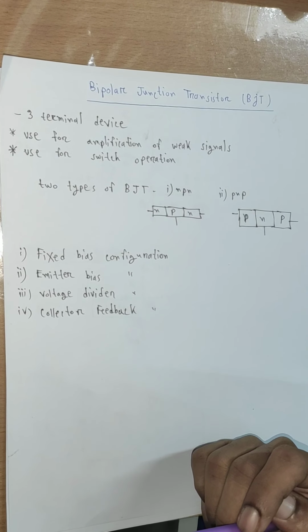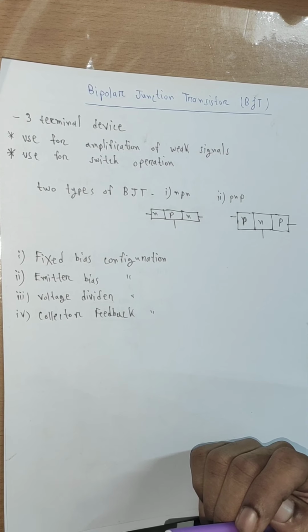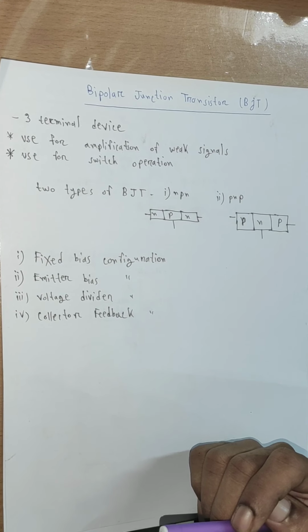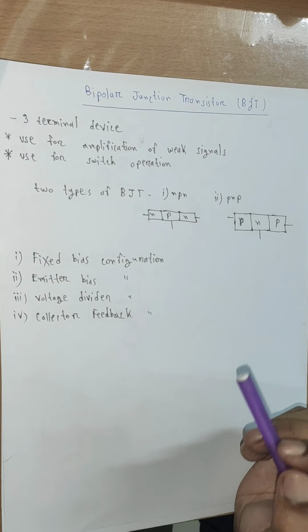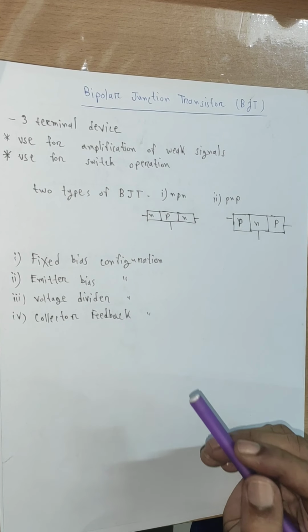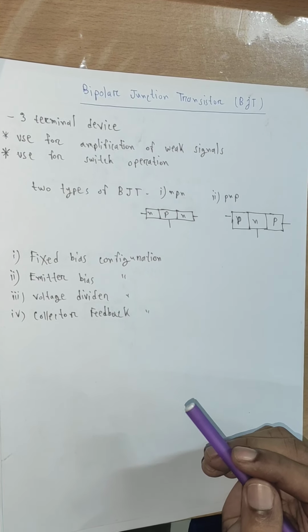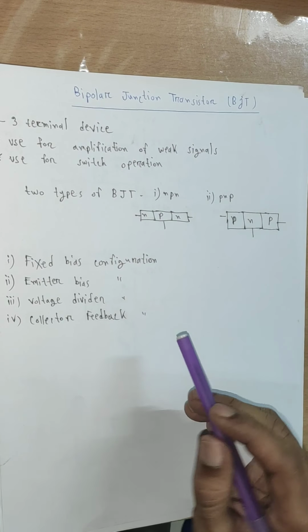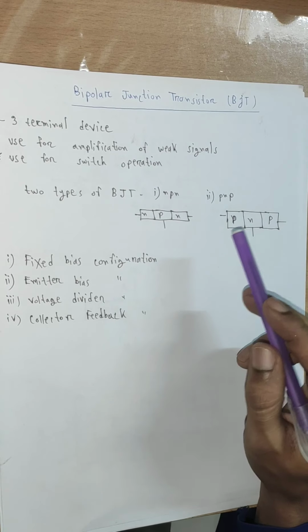Hello everyone. Today I am going to discuss an electrical circuit configuration which is a part of BJT. So now what is a BJT? BJT, or bipolar junction transistor, is a three-terminal device which is used for amplification of weak signals and also used for switch operations. There are two types of BJT, which are NPN and PNP.